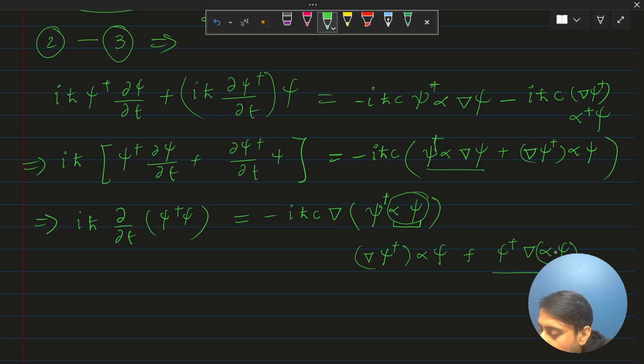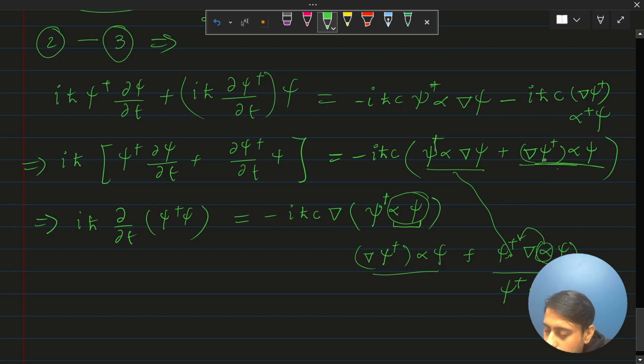Because α is a constant, we can take it out and write it as ψ† α ∇ψ. Although it is a matrix, all the terms are constant, so we can take it out. So this term matches with this, and this term is also matching, so that's why we have written it like this.